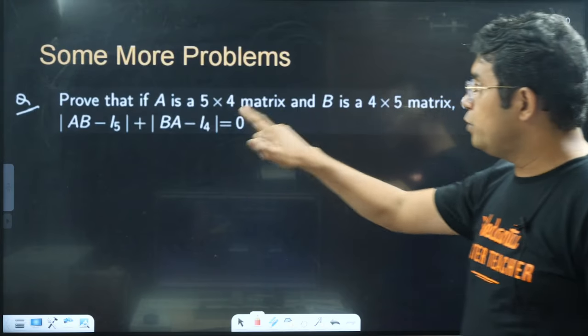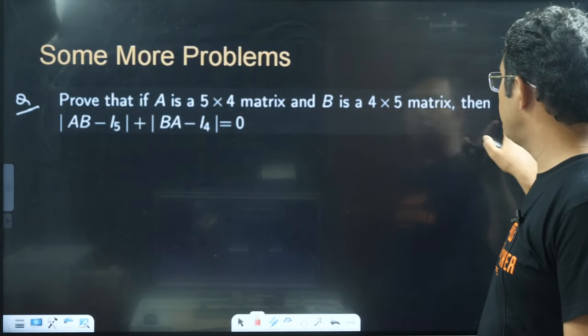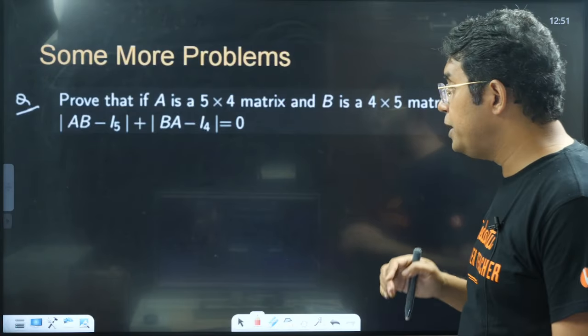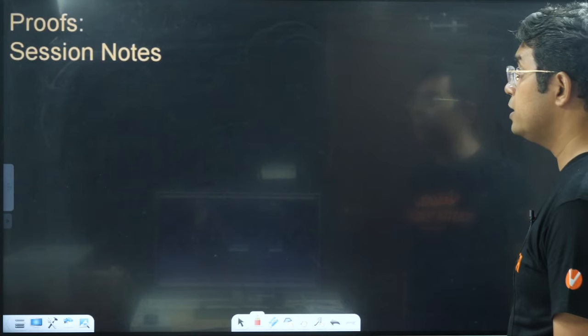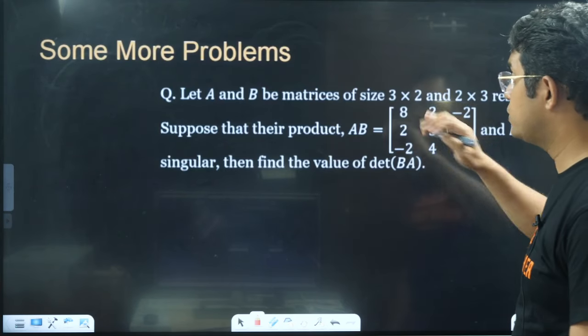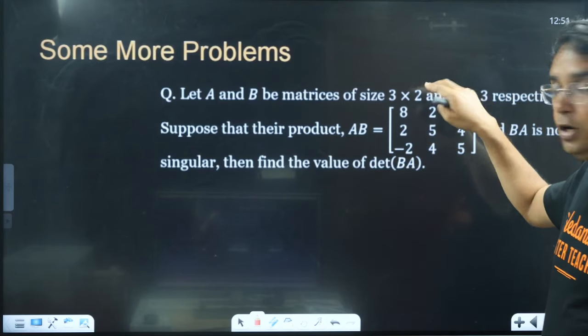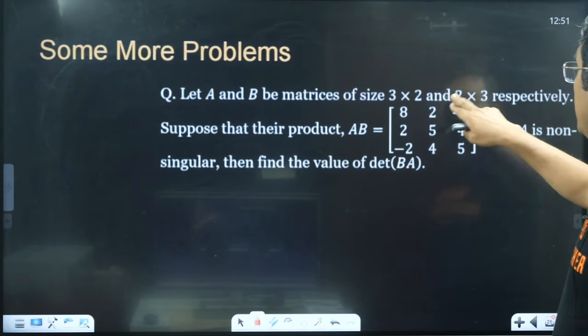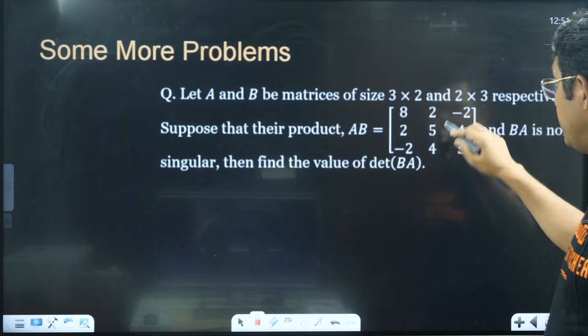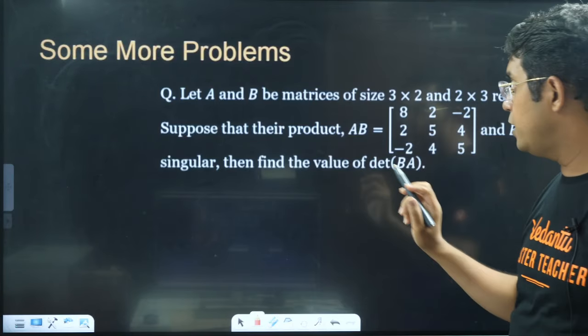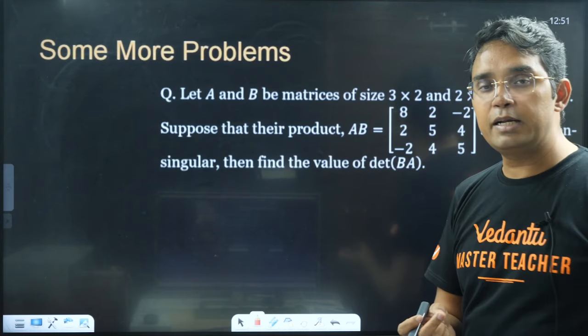Now this question: A is 5 into 4, B is 4 into 5 matrix, then we have to find this. Now please see, 1 minute, I will do one question before that. Then I will come to this question. Yeah, this question. A and B are matrices of 3 into 2 and 2 into 3 respectively. Their product AB is 3 into 3 given by this, and BA is non-singular. We have to find the value of determinant of BA.